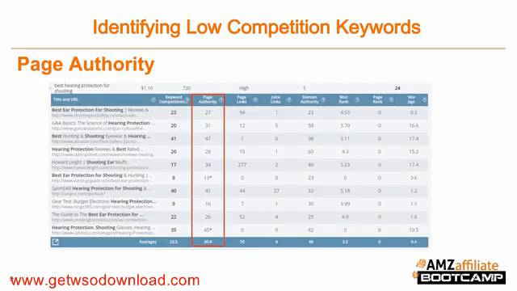Number 4 is page authority. Page authority shows you the ranking power of an individual page. Higher page authority equals higher ranking power equals harder to beat. Pages with PA, or page authority, less than 30 are relatively easy to beat. So I want to see at least 3 pages with PA less than 30. And that will tell me that that's a good keyword to go after.